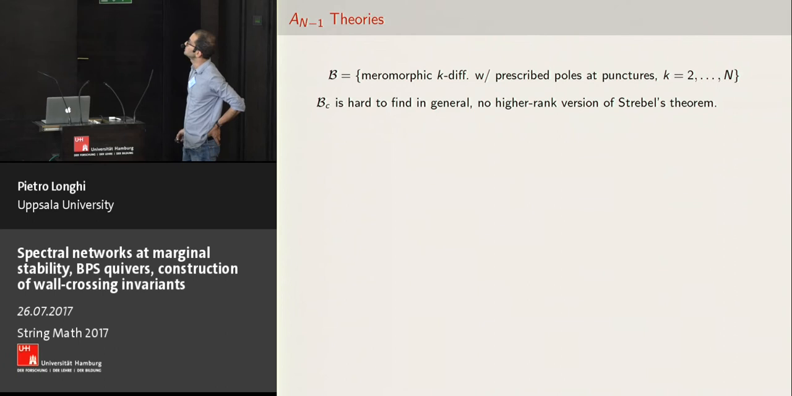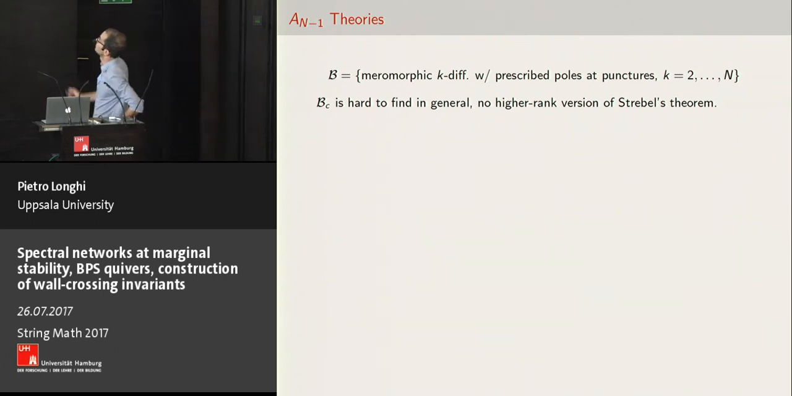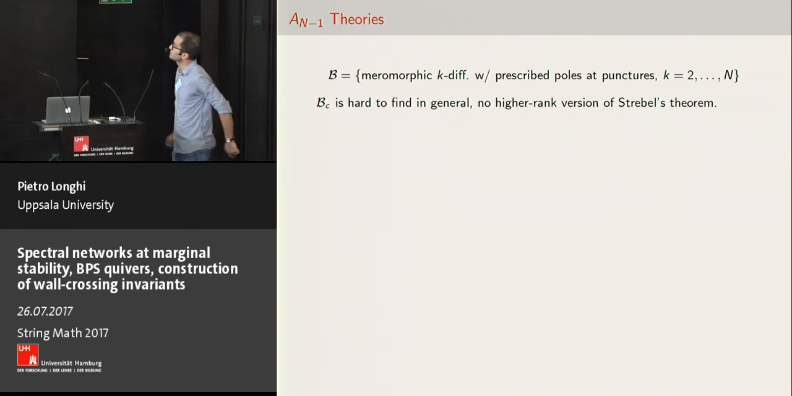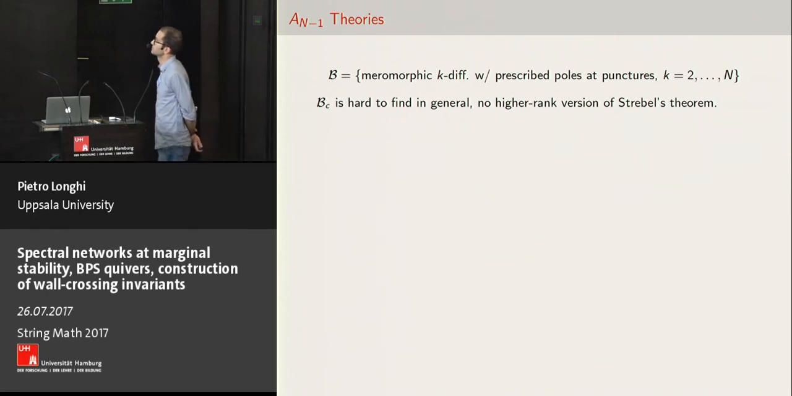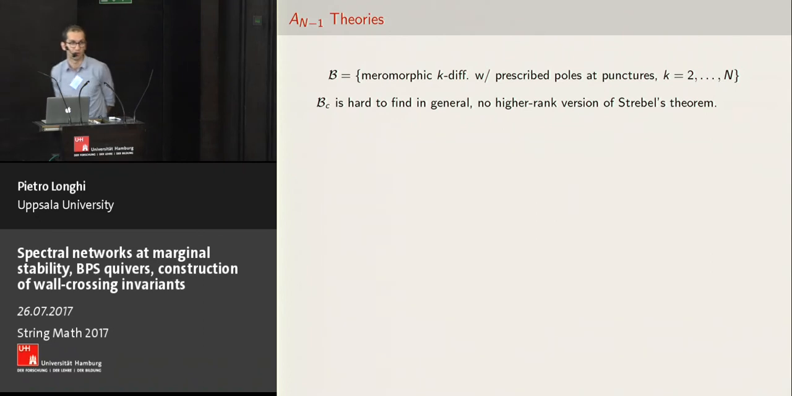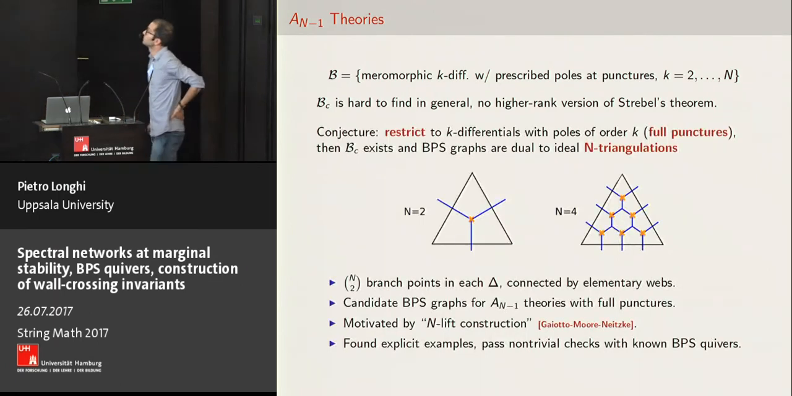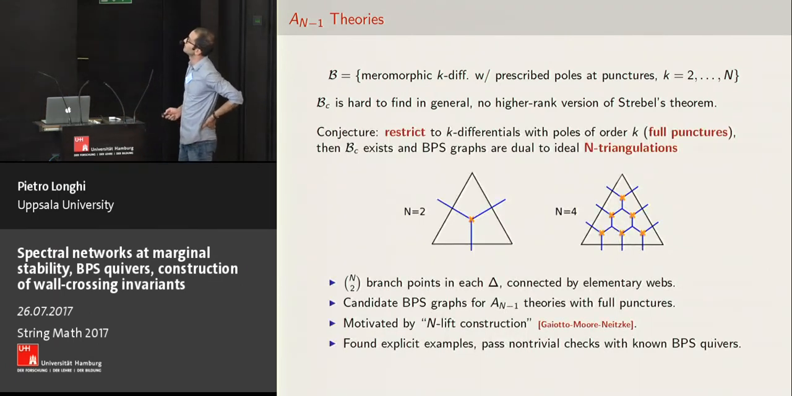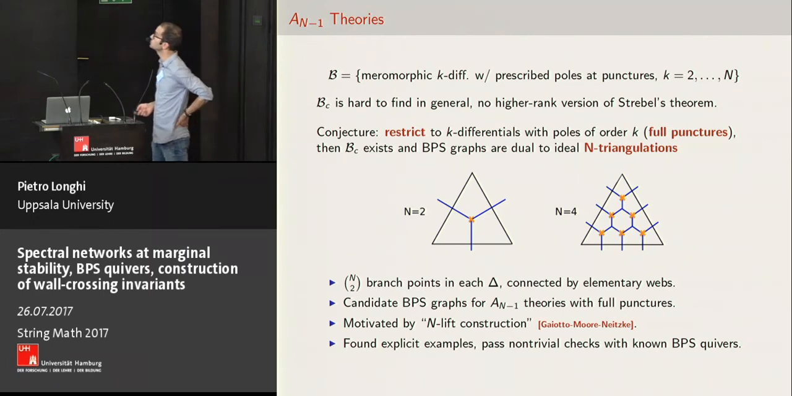Now, things are more interesting in high rank. Now, the Coulomb branch parameterizes meromorphic K differentials with prescribed poles. And in this case, we don't even know if the critical locus exists a priori. There's no high rank version of Strebel's theorem, as far as I'm aware. So what we can do in this case is to restrict our attention to K differentials with poles of order K, known as full punctures. And then in this case, we conjecture that there is a critical locus on the Coulomb branch.